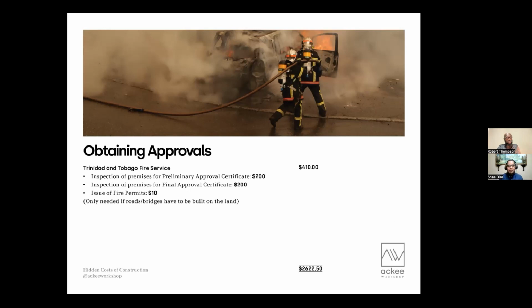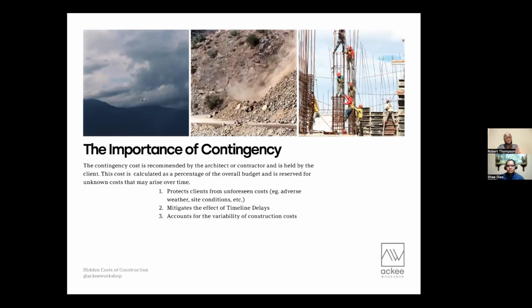So another majorly important part of all these cost calculations is the contingency. Now, the contingency fee is a cost that is recommended by the architect or the contractor, but to the client, which the client holds for emergencies. It is a cost calculated as a percentage of the overall budget. And what it does is it protects the client from unforeseen expenses. So it acts as a buffer. For example, with recent weather conditions, now we see that we have consecutive days of rain, which would cause major timeline delays. And the longer the timeline is delayed, the more money that the client would have to pay. So this contingency really acts to protect the client from that additional cost.